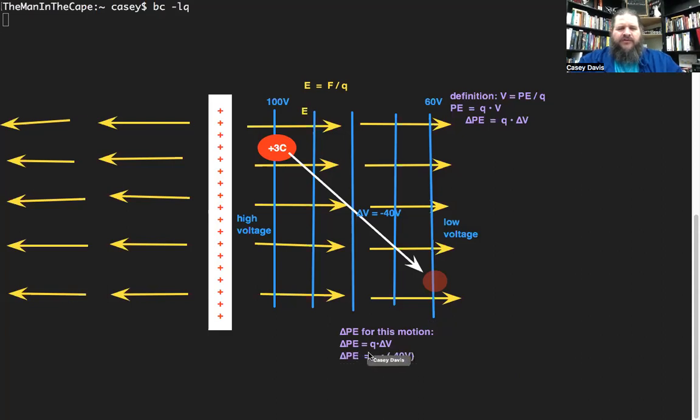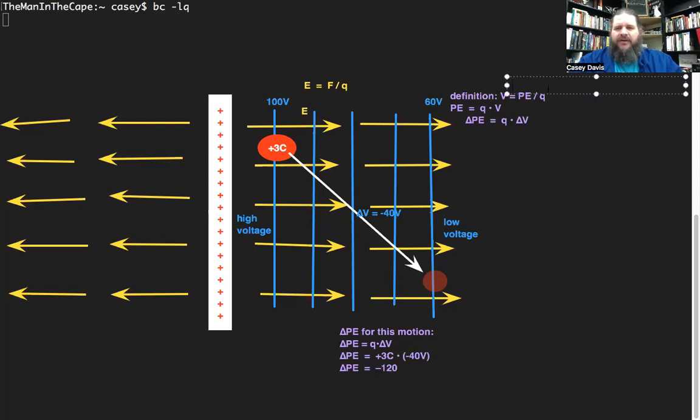So we could fill that in. And then what's the charge here? Plus 3C. Yeah, so we could fill that in as well, positive 3 coulombs. So positive 3 coulombs times negative 40 volts equals what? 120. Yeah, and we got to keep the negative sign. Positive times negative will be a negative result. So negative 120. And what do you get if you multiply volts times coulombs? Yeah, that should be joules.